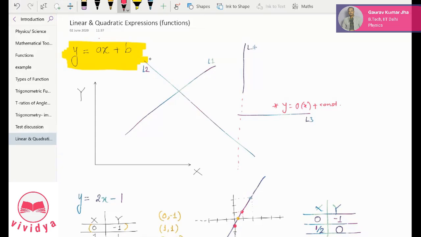When will we have an L4 line? In an L4 line, x is not changing at all. It's a vertical line, right? So there is a constant x. Y is changing, but x is constant. Exactly. So this equation will have x equal to constant. The equation of such lines will be x equal to constant. x may be equal to 1, x may be equal to 2, so it will be a vertical line at 1 or 2.